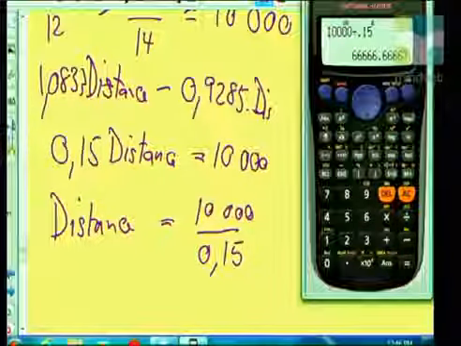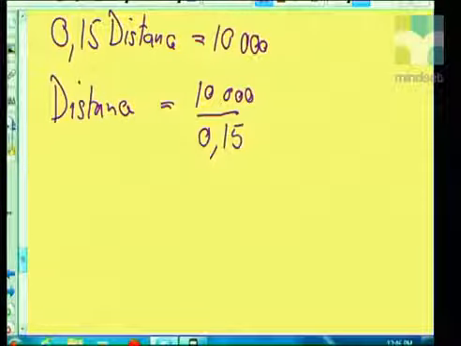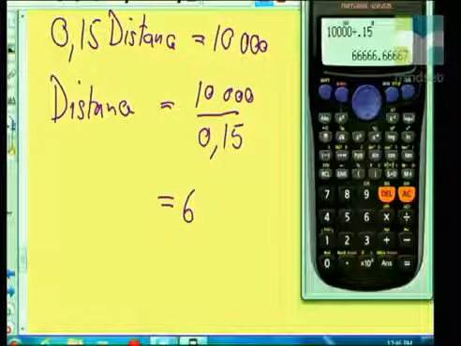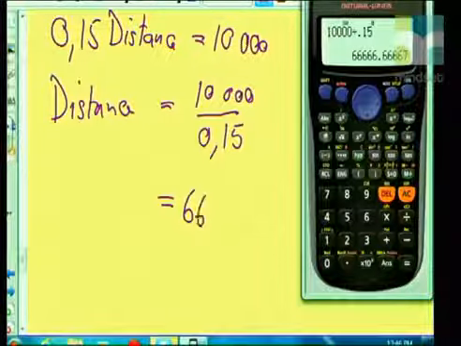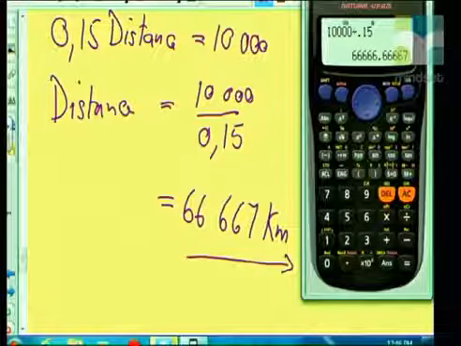We were told to round off to the nearest kilometer. So let's just check it. The distance to the nearest kilometer is 66,667 kilometers. Oh, that's quite a lot of traveling that you're going to have to do before the Jazz starts being more economical than the Polo. But I think we've answered the question.